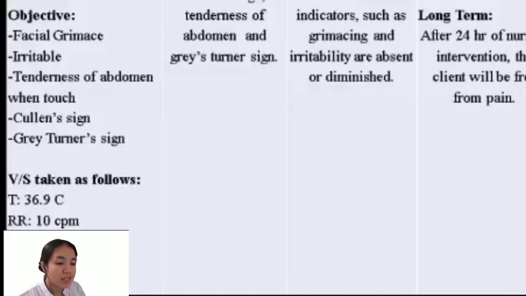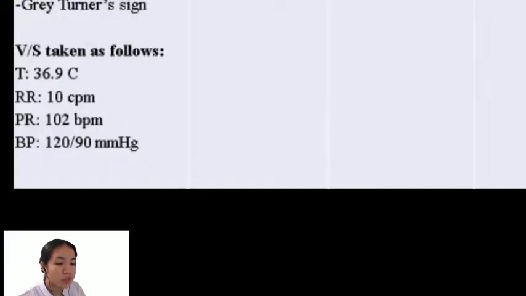Vital signs taken as follows. For the temperature, 36.9 degrees Celsius, respiratory rate 10 cycles per minute, pulse rate 102 beats per minute, and the blood pressure 120/90 millimeters of mercury.